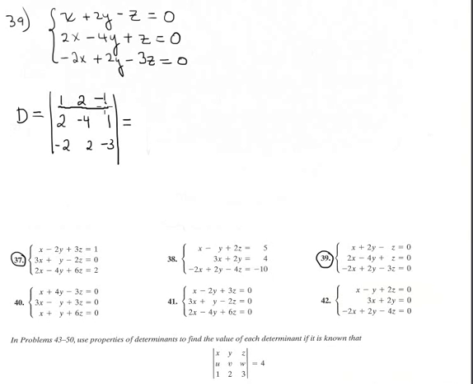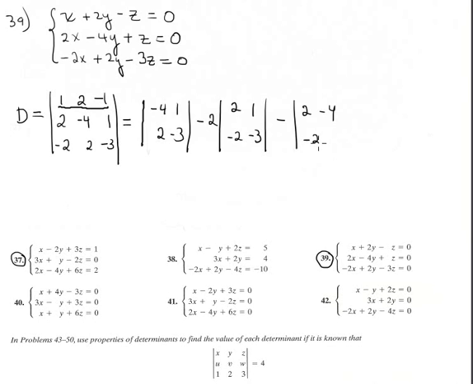So let's do the expansion for this determinant by row 1. So it is negative 4, 1, 2, and negative 3. Minus 2 times 2, 1, negative 2, and negative 3. Minus 1, the third entry in this row, times 2, negative 4, negative 2, and 2.